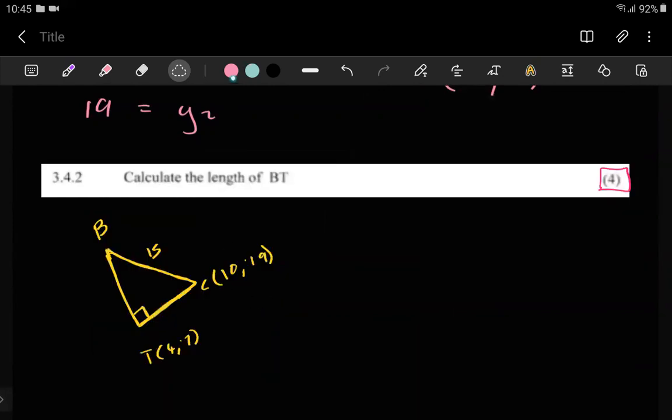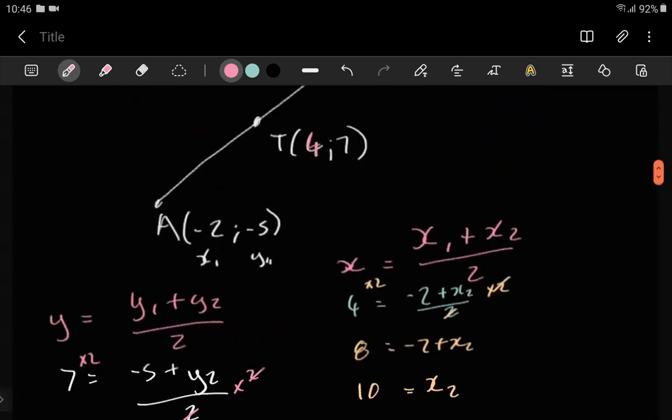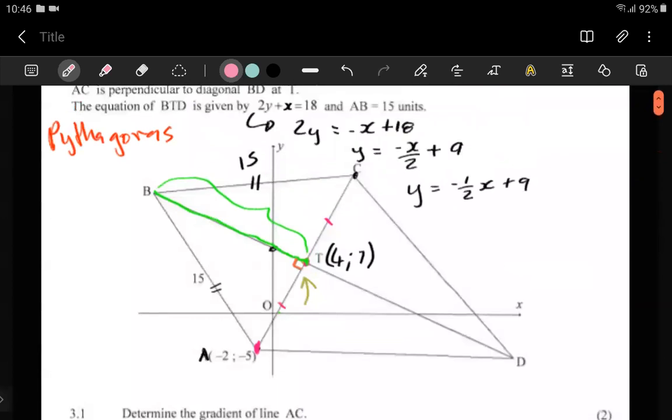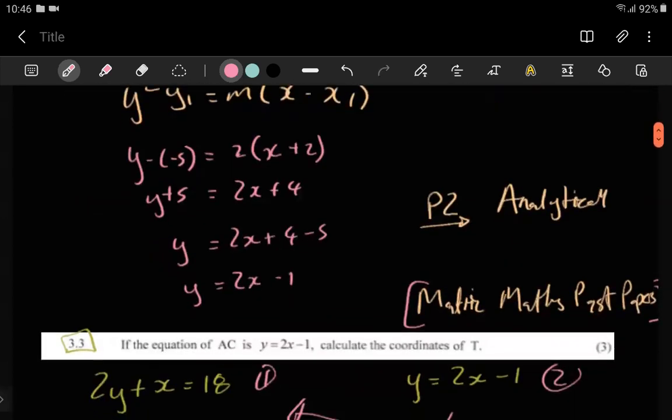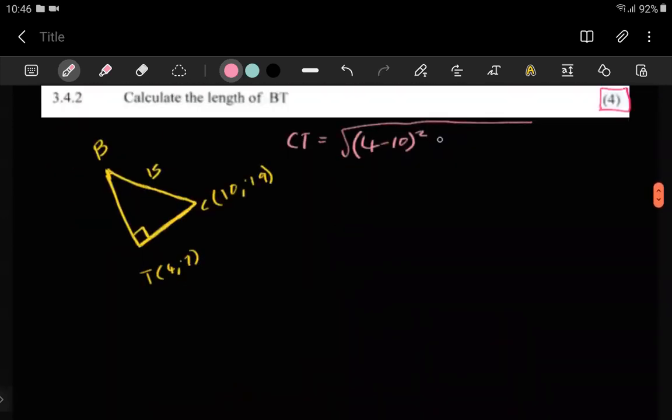So let's do it. CT is equal to, you can do whatever you want, 4 minus the 10 there. And then 7 minus the 9. Is that a 7? Yeah, it is. So let's see here.